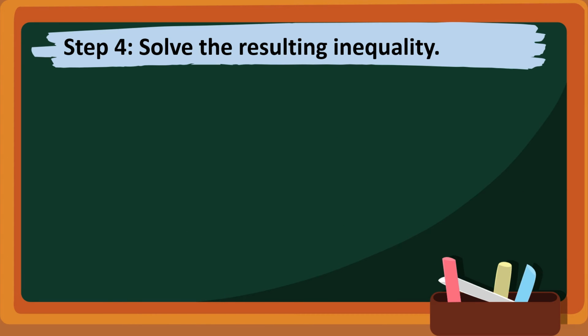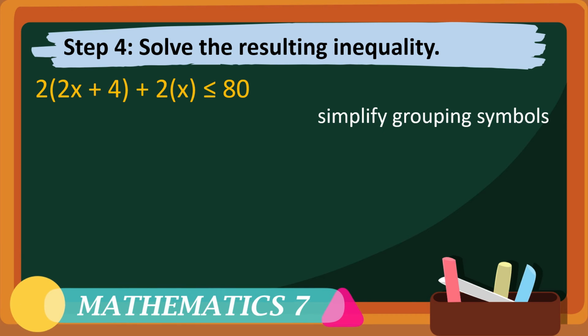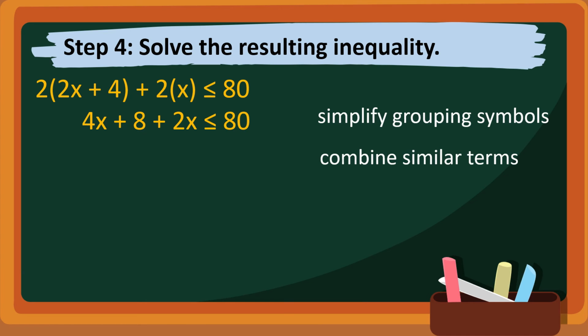Step number 4. Solve the resulting inequality. We have 2 times the quantity 2 times x plus 4 plus 2 times x is less than or equal to 80. Now let's simplify grouping symbols. We have 4 times x plus 8 plus 2 times x is less than or equal to 80. Let's combine similar terms, 4 times x and 2 times x. We will have 6 times x plus 8 less than or equal to 80.